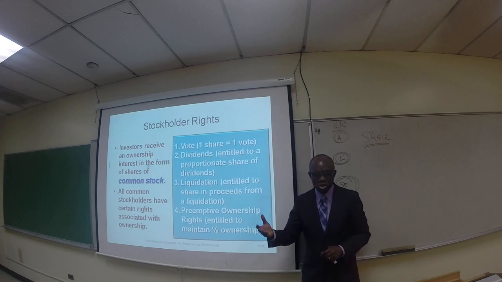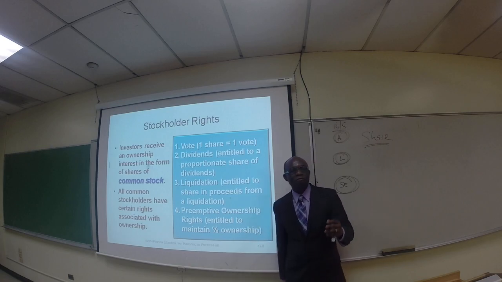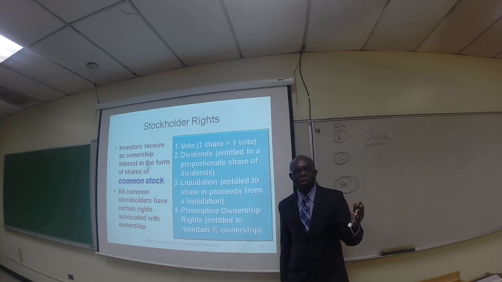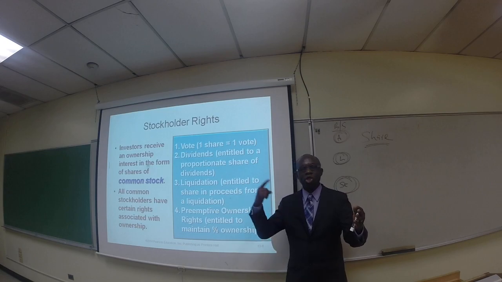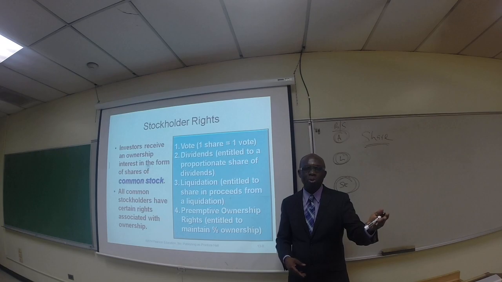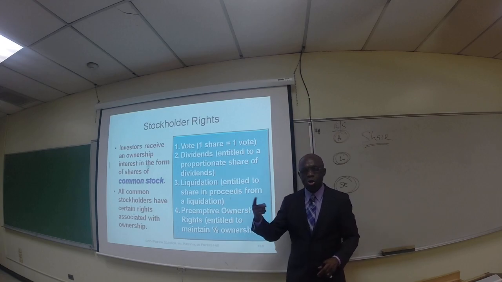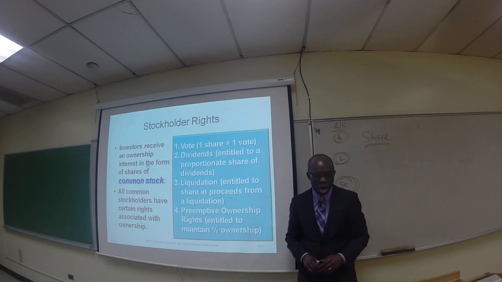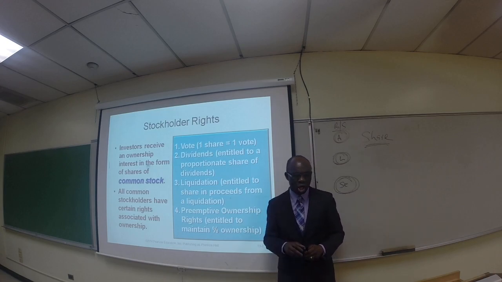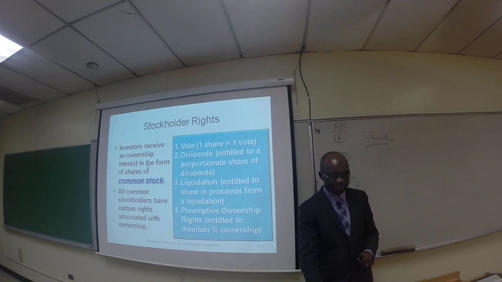Then number 4, preemptive ownership. Just simply meaning if you have 20% ownership and the company decided to issue additional shares, they need to give you the opportunity to buy additional shares so that you can continue to maintain your 20% ownership. Usually for a lot of large corporations, they take that right away from stockholders because it's very complex to manage.